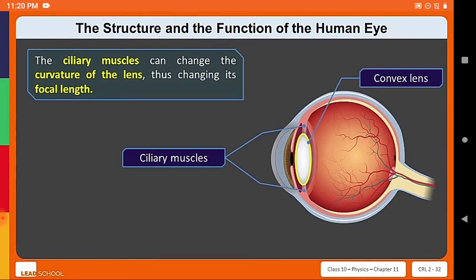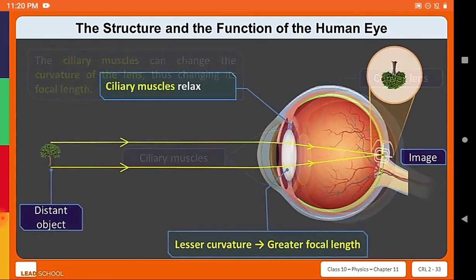The ciliary muscles can change the curvature of the eye lens, thus changing its focal length. When we view distant objects, the ciliary muscles relax to decrease the curvature of the eye lens. The eye lens now becomes thin, and the focal length of the eye lens increases. This enables the eye to see distant objects clearly, as the eye lens can focus the images of such objects on the retina.